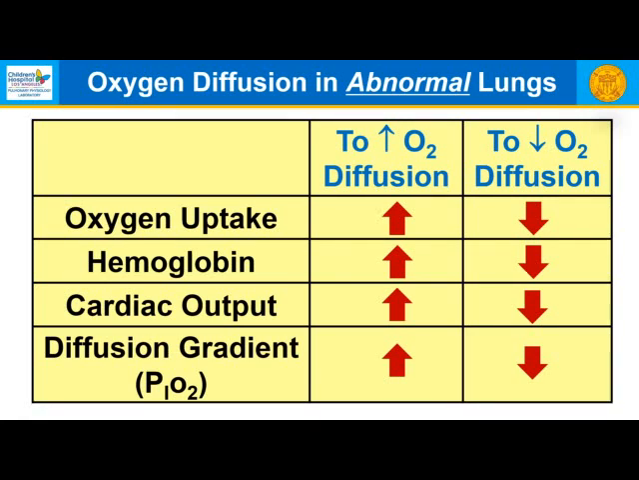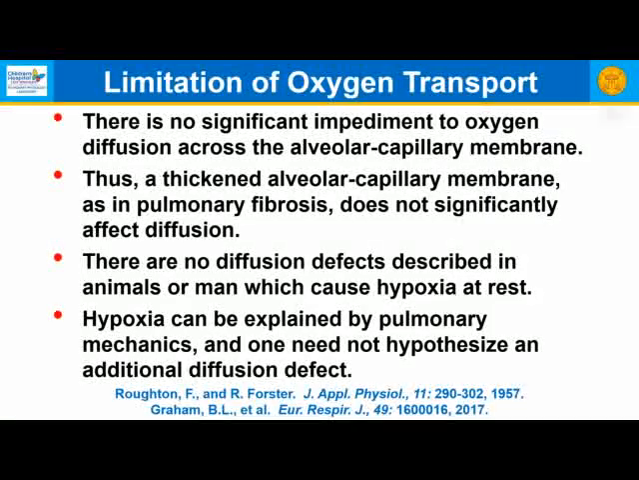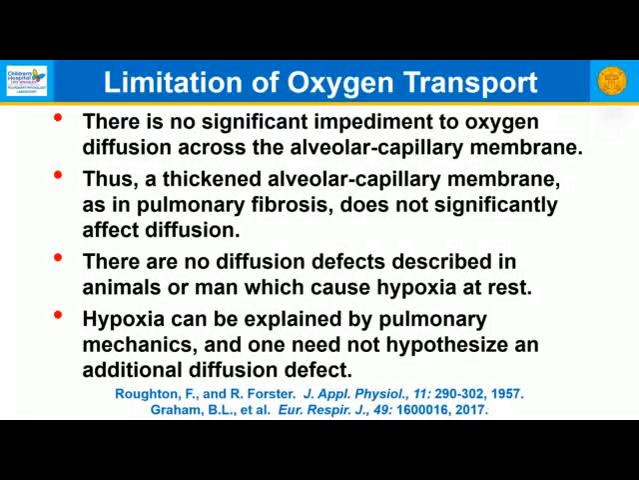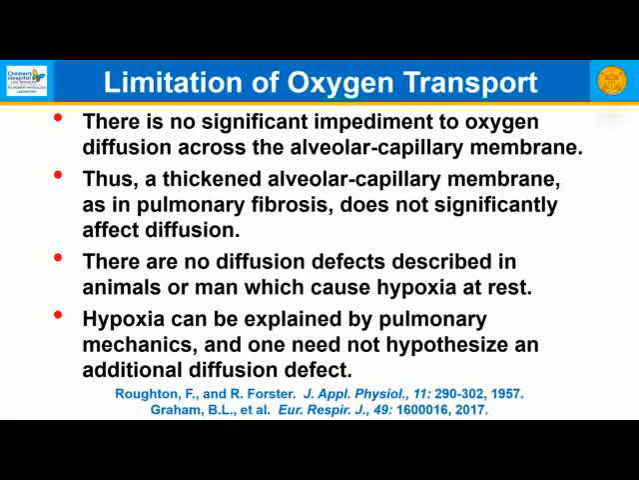However, if you have abnormal lungs and you are hypoxic at rest, then all of these things increase diffusion, as well as increasing the diffusion gradient, or FiO2, which will allow saturation now to become 100%. Limitation in oxygen transport: there is no significant impediment to oxygen diffusion across the alveolar capillary membrane. Thus, the thickened alveolar capillary membrane, as in pulmonary fibrosis, does not significantly affect diffusion.